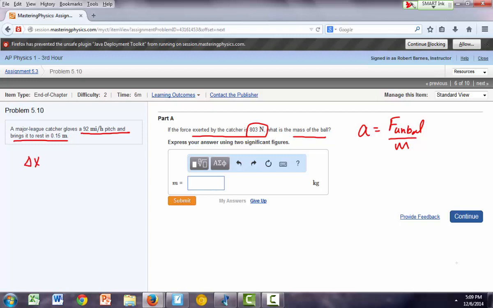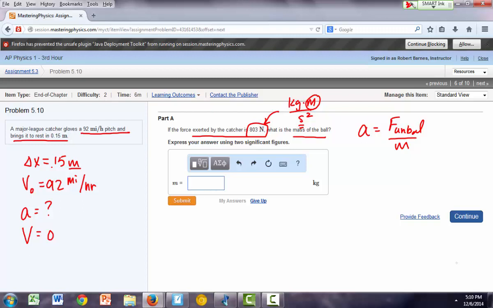So I know my delta x is 0.15 meters. I know my initial velocity at time 0 is 92 miles per hour, but I've got to convert that into meters per second because I've got units of meters here and I've got newtons over here that have meters buried in them. A newton is a kilogram meter per second squared. So that again is a meter. I can't work with hours and miles because I've got seconds and meters in a newton. And then I want to find my acceleration. And I know if he brings it to rest, the final velocity, v, is also 0.